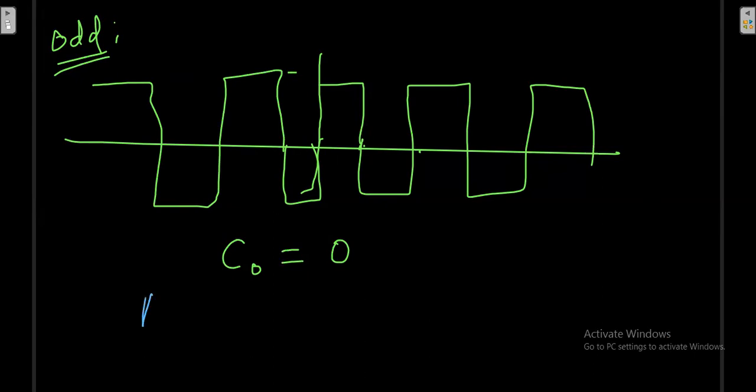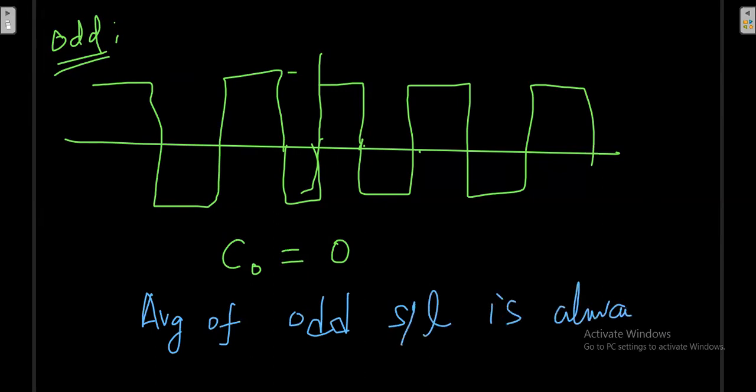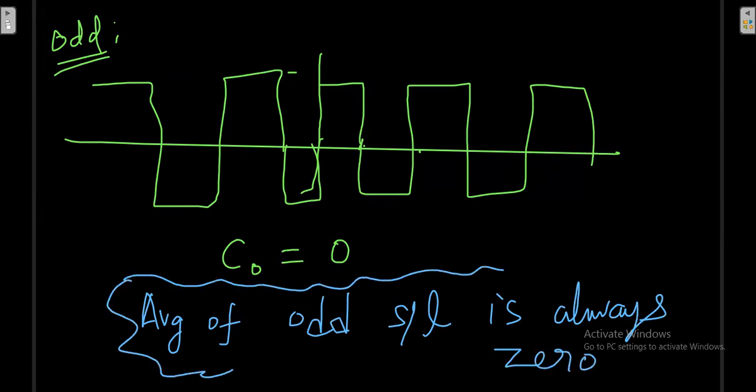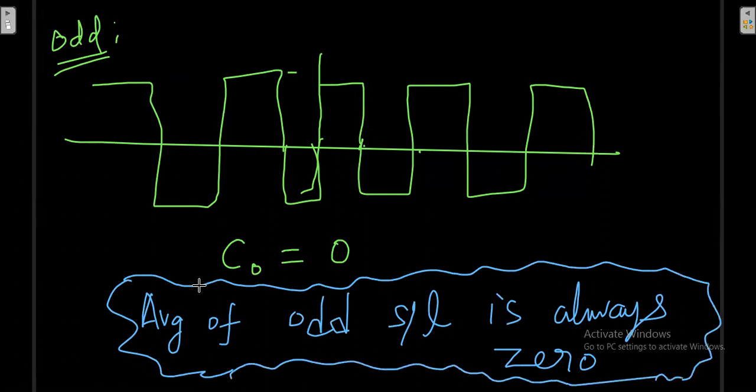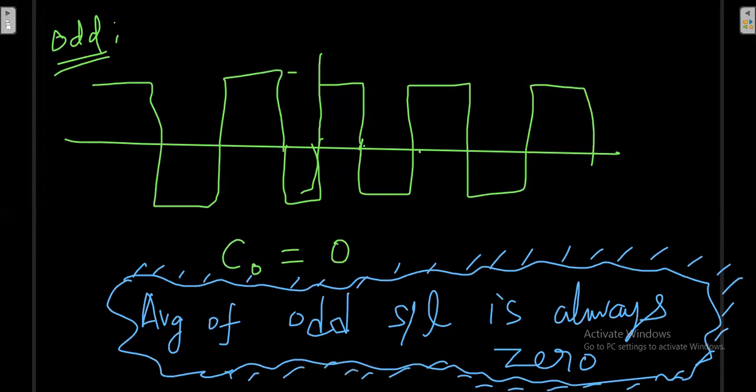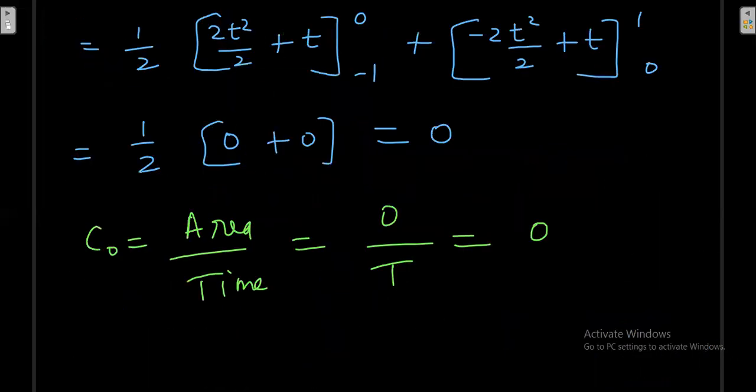So that means the average of an odd signal is always 0. Whenever you have an odd signal, definitely the average value is 0, whether you calculate or not. But for an even signal, it may be 0 or it may not be 0, depending on the situation, depending on the graphical representation. This is a simple idea that you should know: what the average value is for an odd signal or an even signal.